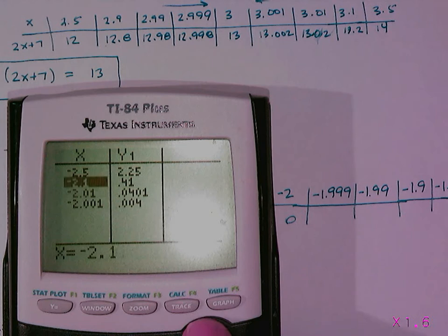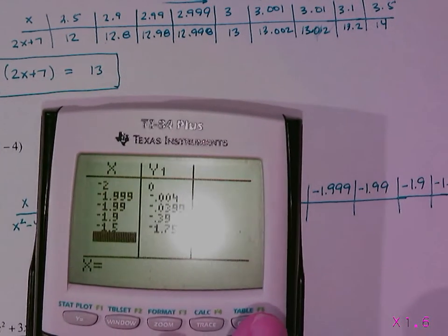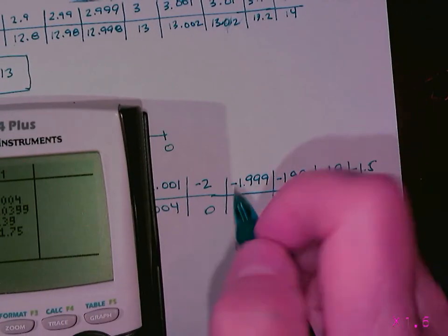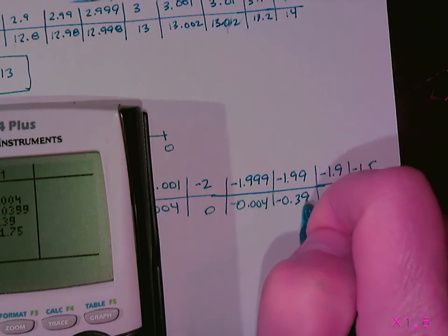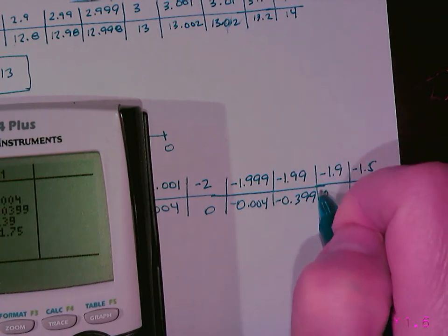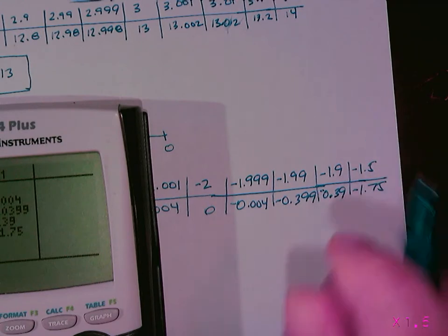So I'm going to go back up here. So I've got negative 2, negative 1.999, negative 1.99, negative 1.9. And I have negative 1.5 as my last number on this side. So I've got negative 0.004, negative 0.399, negative 0.39, and negative 1.75.